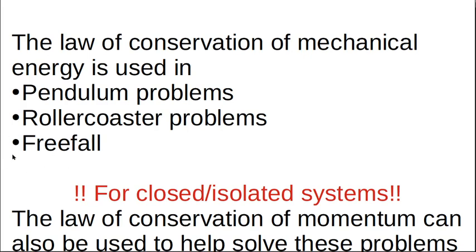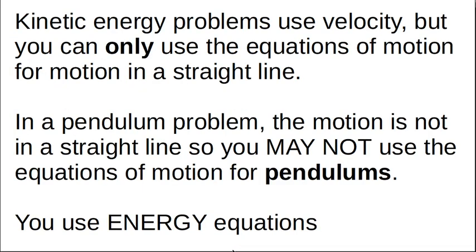You'll sometimes see a work, energy, and power option in the memo, but I don't encourage it. If it's a closed or isolated system, you can use conservation of momentum as well. Remember now, in these problems, you're going to have kinetic energy, so they've got a component of v in them. When we see an equation with a v in it, we ask: how can I find v? One of the ways of finding v is using the equations of motion.